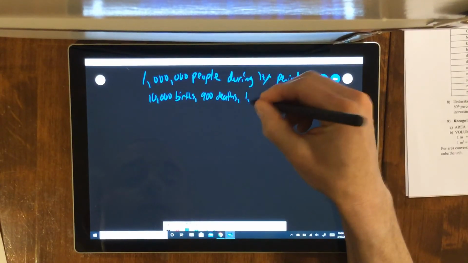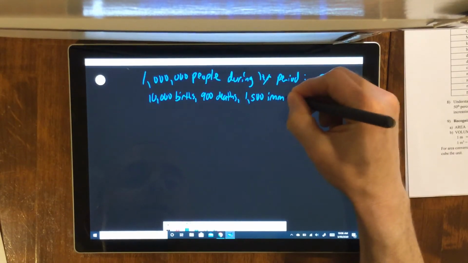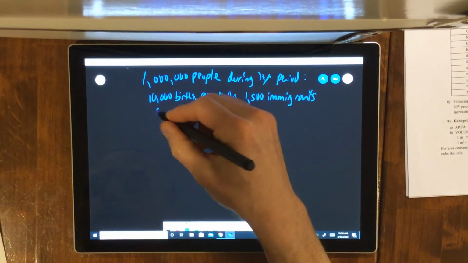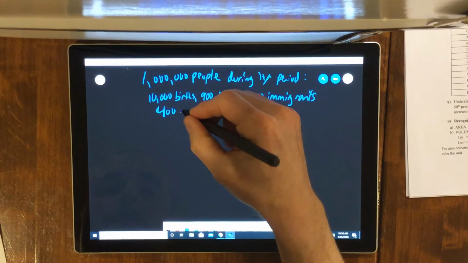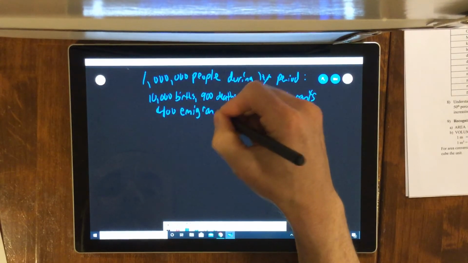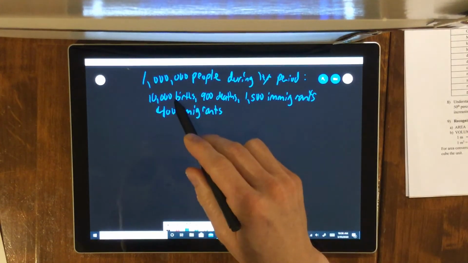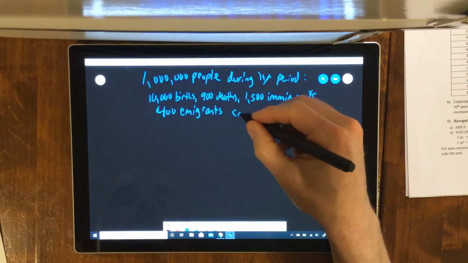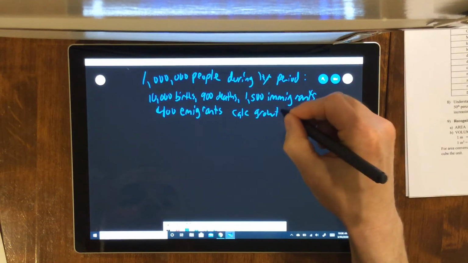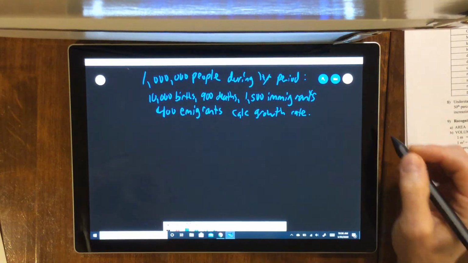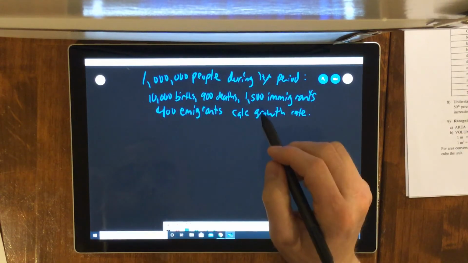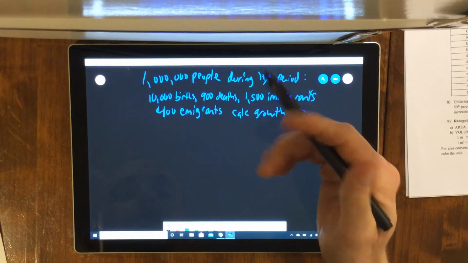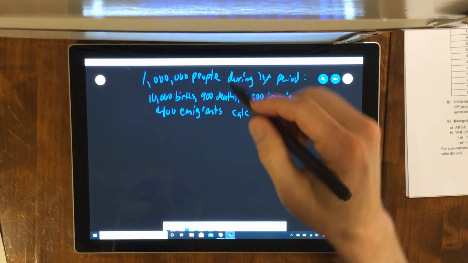We have 1,500 immigrants, and we have 400 emigrants. We have people leaving. So 10,000 births, 900 deaths, 1,500 immigrants, 400 emigrants. We want to calculate the growth rate. How do we do that? Same as the last problem, except births and immigrants have to be added together because they're increasing population. Deaths and emigrants added together decrease it.